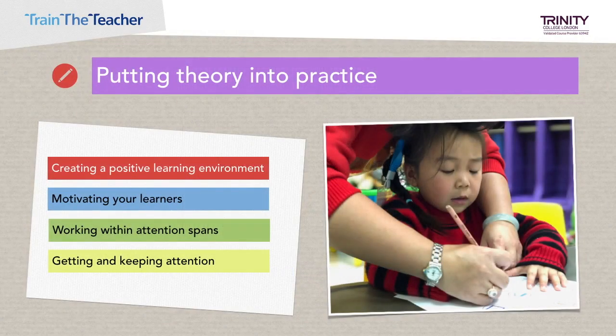In the last input session, you learned about many factors which affect the way we plan and teach groups of young learners. And in this input, we're going to turn our attention to more practical concerns. Our objective is to create the optimal conditions for language learning and relate these back to the theory we saw before. Let's start by looking at three key areas: the learning environment itself, our learners' motivation, and their attention spans, and how we keep and get that attention.